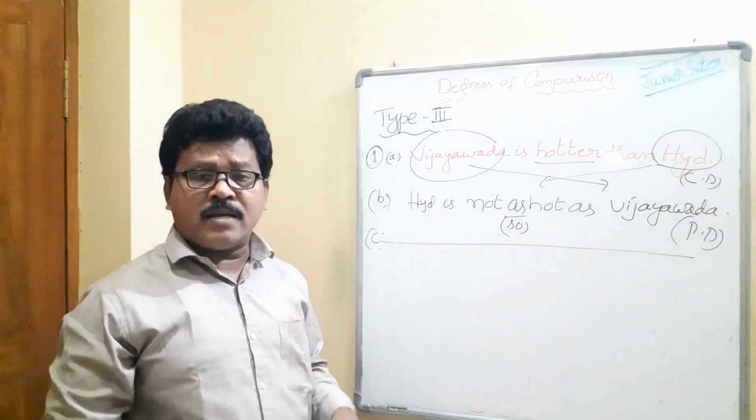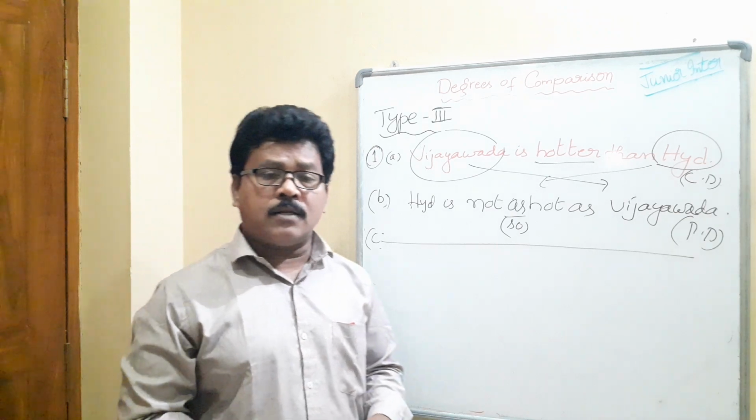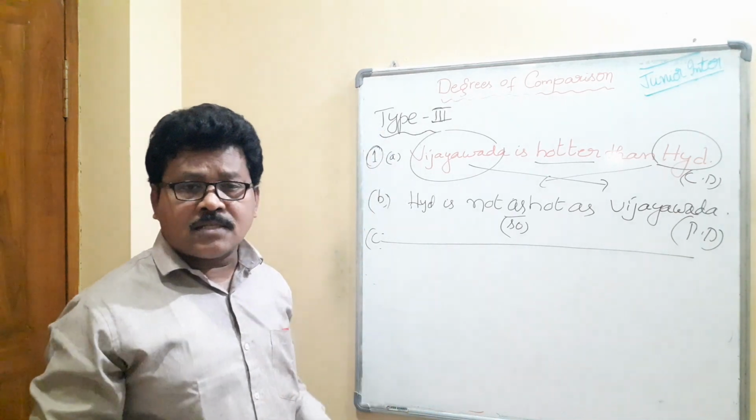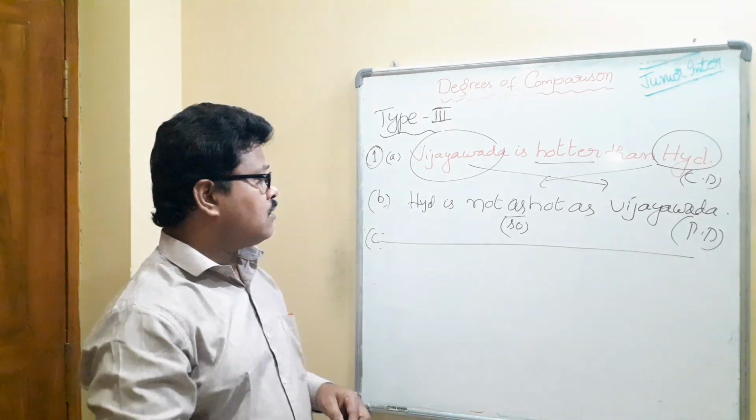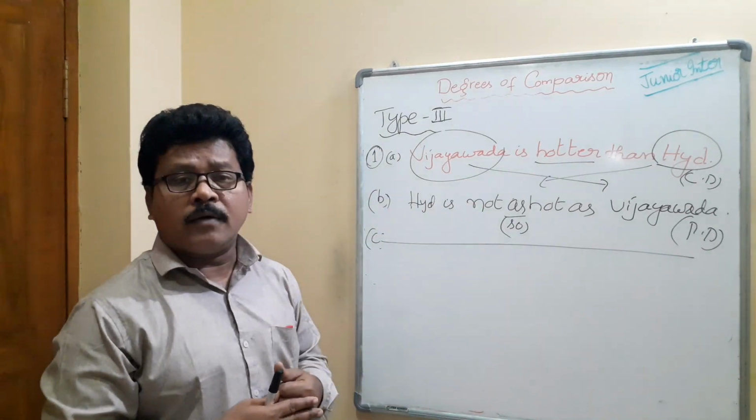Either way, same answer. A is greater than B. B is smaller than A. Both are same. A is the father of B. B is the son of A. Both are same. Both give the same meaning. Same here also. Okay, Hyderabad is not as hot as Vijayawada.